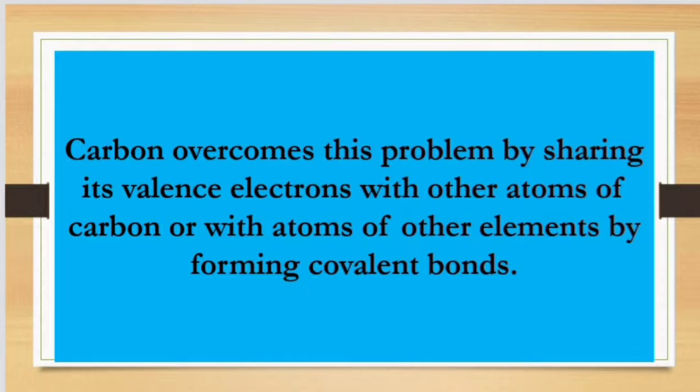So what will carbon do? Yes, you are right. The only option for carbon is to share its electrons. So carbon can share its valence electrons with other atoms of carbon or with atoms of other elements by forming covalent bonds. So what is the bonding in carbon? It is covalent bonding.